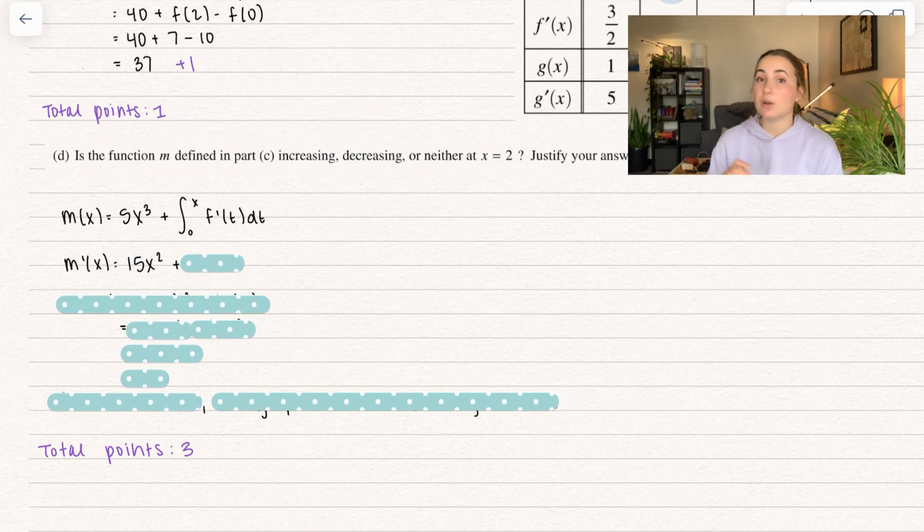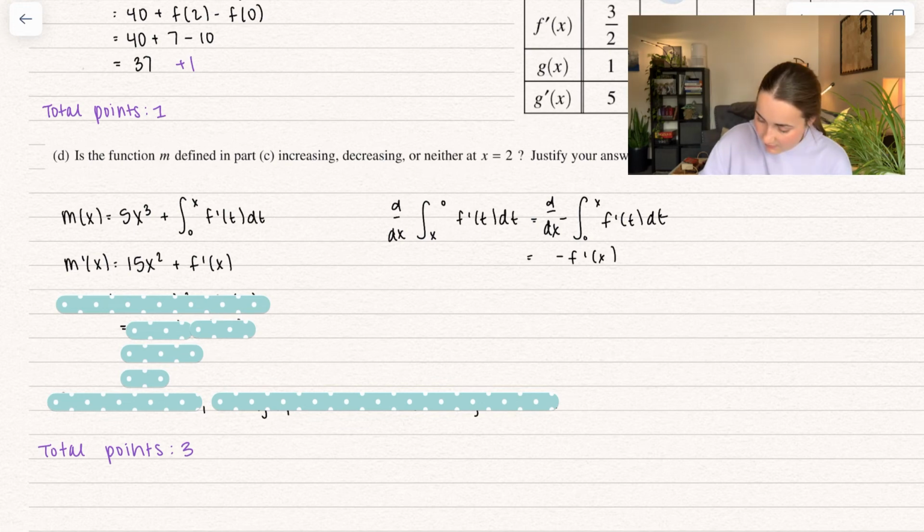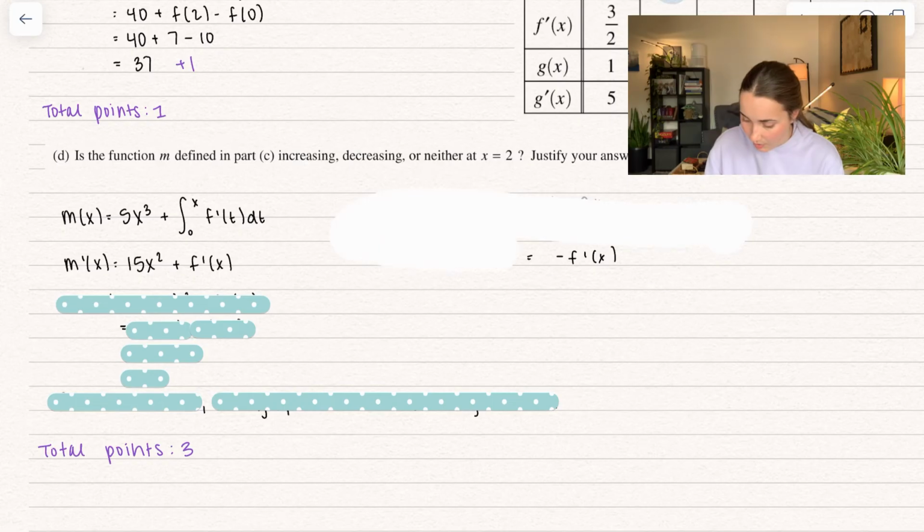The second part is the fundamental theorem of calculus. When we differentiate this, the integrand stays the same, and you plug in the bound that has x. So we get f prime of x. If the bounds were switched, let me show you this. If it was from x to 0 of f prime of t dt, you'd rewrite that as negative integral from 0 to x of f prime of t dt. And when you take the derivative of this, that's going to be negative f prime of x. So that's super important to remember.